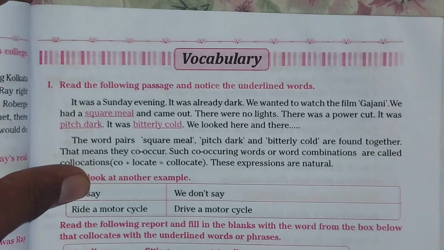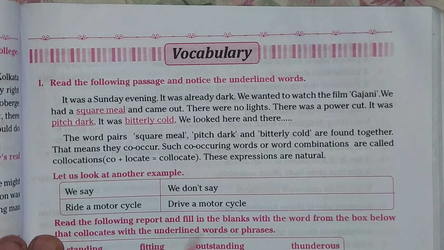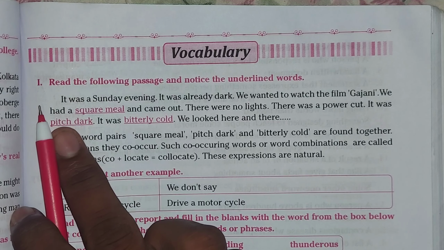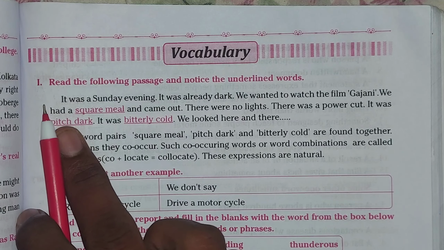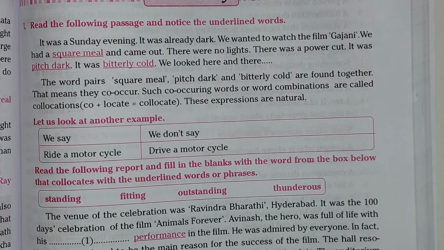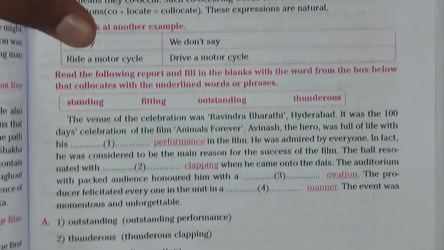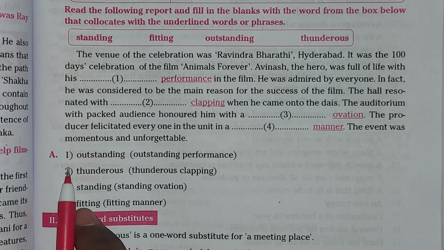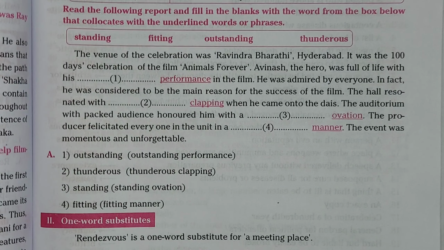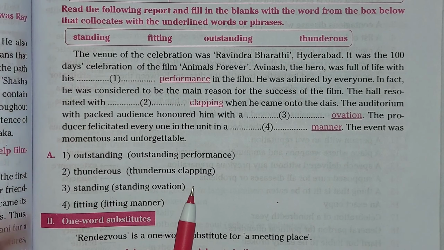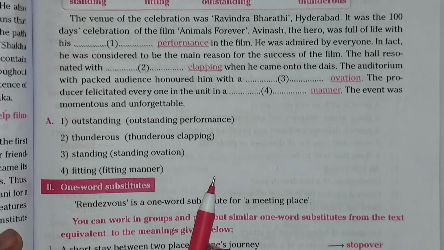So you can see here, vocabulary. In your textbook, the first bit of the vocabulary. Like this we have the questions. You can see we have these questions in the textbook. After that we have your answers to the four questions. Like this we have the answers to the four questions. After that we have your second bit. So let's move to the second bit.